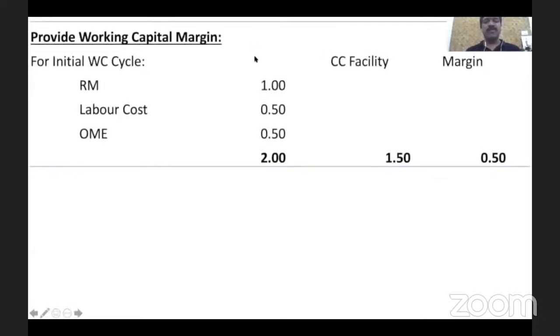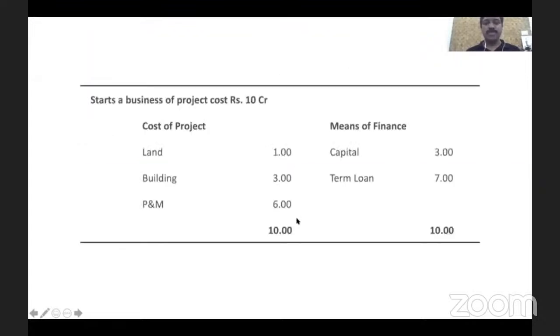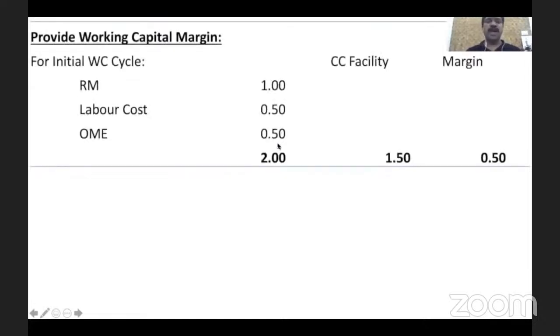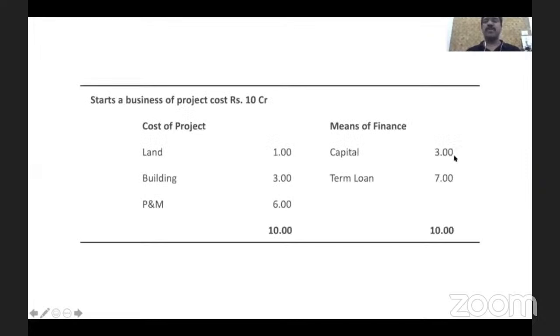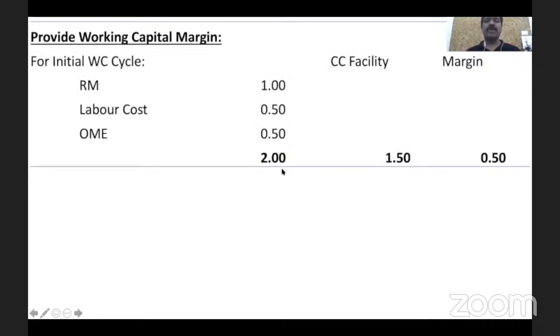This is what is required for my initial operations. If I want to kickstart my operations, I should have investment in raw material of at least 1 crore, in labor at least 50 lakhs, and in other manufacturing expenses at least 50 lakhs. It means I should make an additional investment of 2 crore. See, already what is my total investment? 10 crore. But now to kickstart my operation, I have to invest another 2 crore. But already I said I have only 3 crore. Maybe a small addition here and there I'll be able to manage, but a total amount of 2 crore I cannot manage.